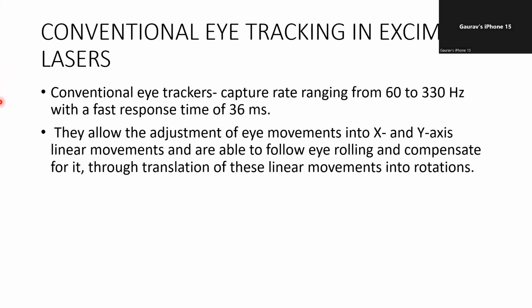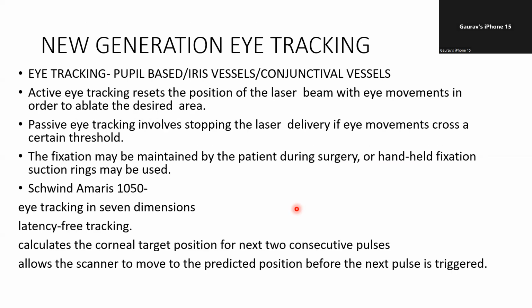Conventional eye tracking in excimer lasers usually captured at a rate of around 60 to 330 hertz, and their response time was 36 milliseconds. They only allowed adjustment of movements in the X and Y axis. The newer generation of eye tracking in newer machines is based on the pupil, the iris vessels, or the conjunctival vessels. There are two types of eye tracking which we have now.